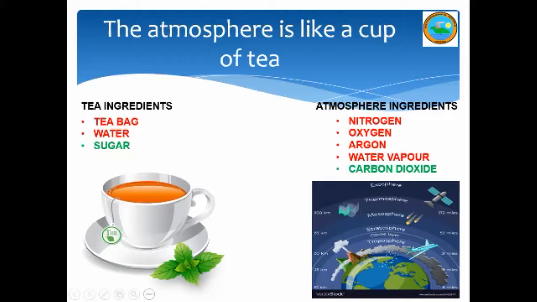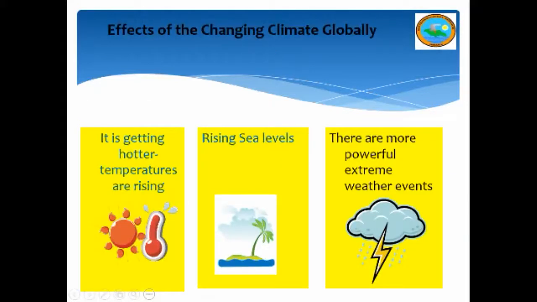So what are the symptoms? Yeah, we know maybe what the symptoms are if we drink too much sugar in our tea, but what are the symptoms of having too much carbon dioxide in the atmosphere? Some of these symptoms are that we're getting hotter temperatures. We are currently seeing that, right? Some of it will be rising sea level. We're actually seeing that. Some of our beaches are being eroded.